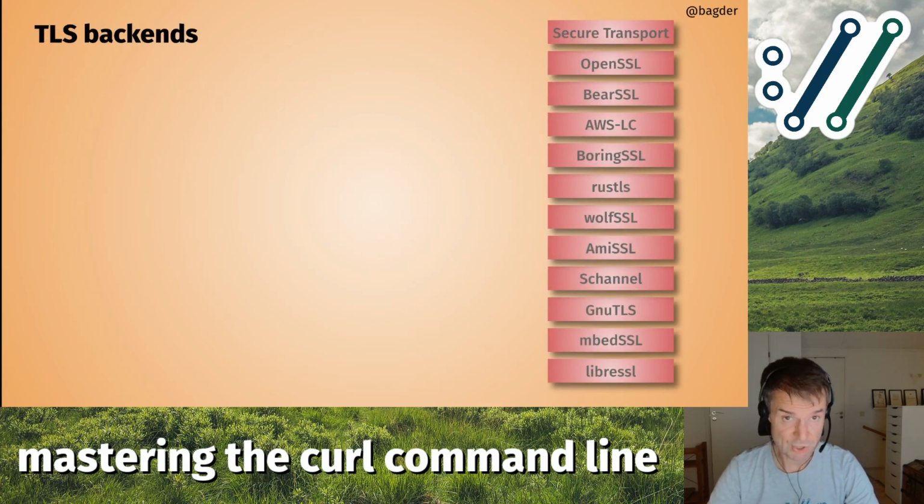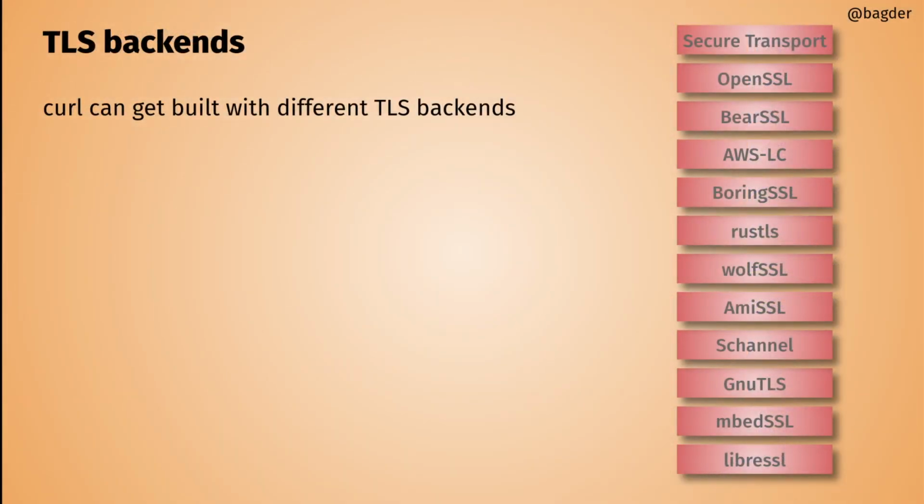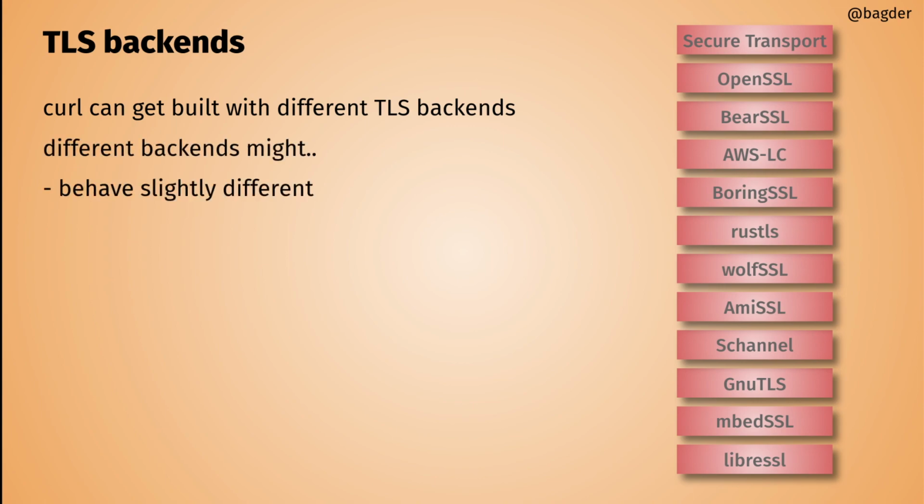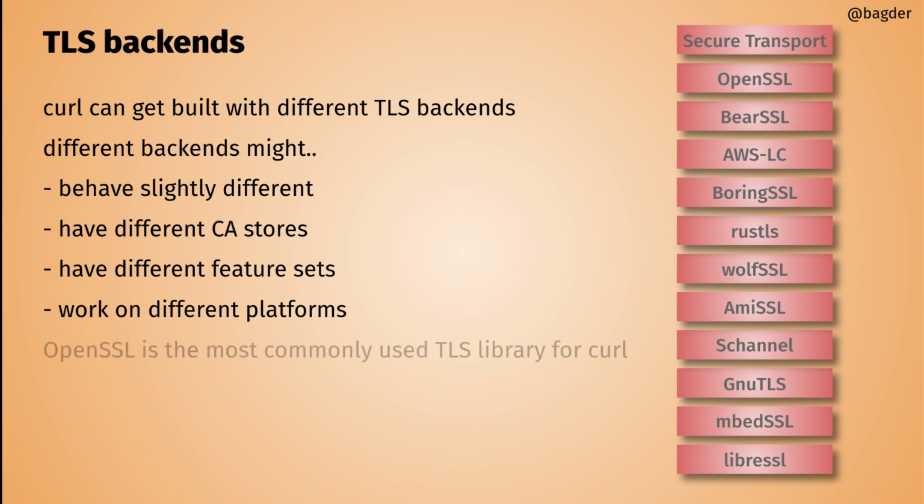I should also mention that of course curl supports a lot of different TLS backends. So if you run your particular curl command line today, depending on things, one of these different libraries on the right side might have been used when it was built, and you might then have different behavior. They might use different CA stores. They have different features, and they work on different platforms. Some of them are native on platforms and so on.